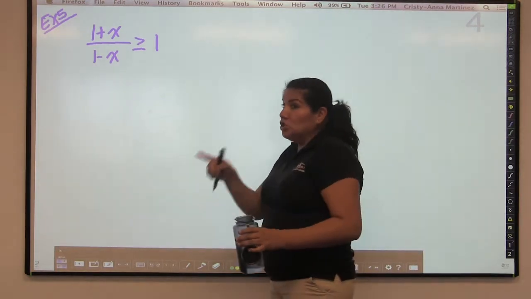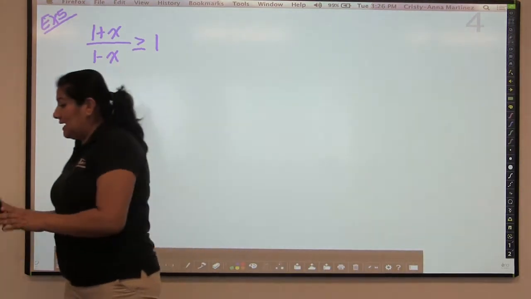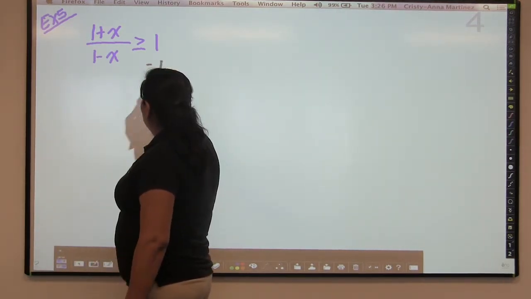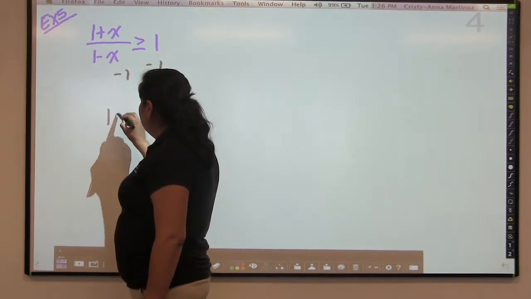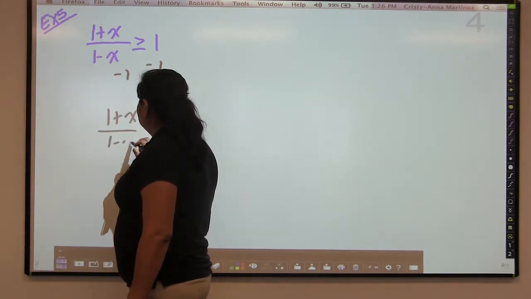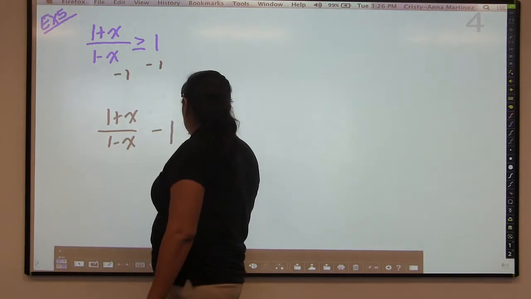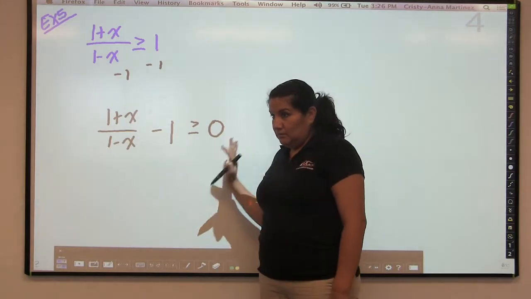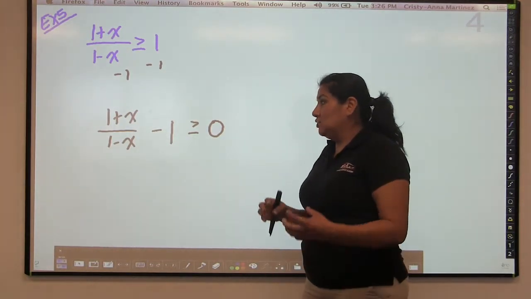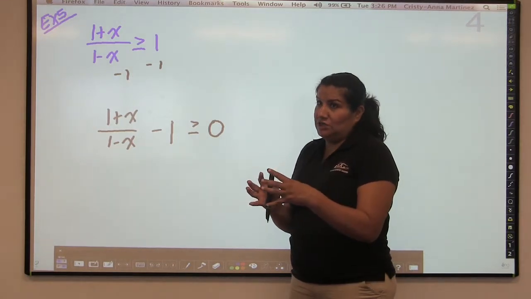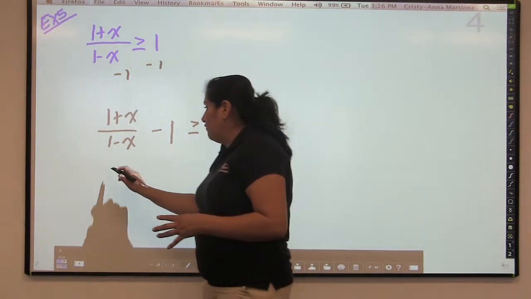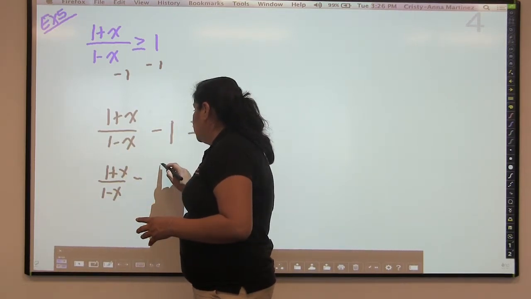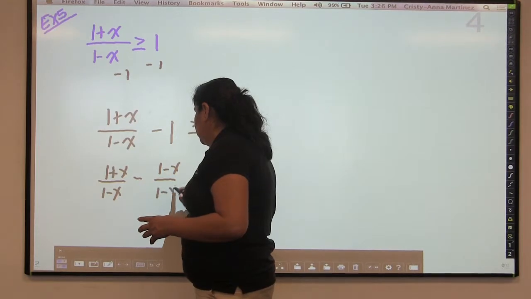What you do want to do is to force this to become one fraction and you want it to be equal to 0. So we're going to move the 1 to the other side. That's going to be 1 plus x over 1 minus x minus 1 greater than or equal to 0. You want to make it 0 over here. And then we want to combine those two into one fraction. So that would be 1 plus x over 1 minus x, and then minus 1 minus x over 1 minus x.